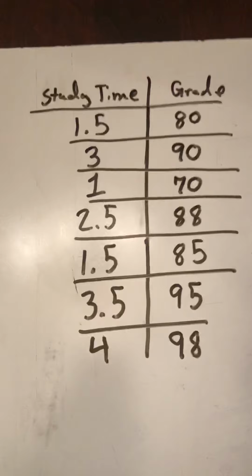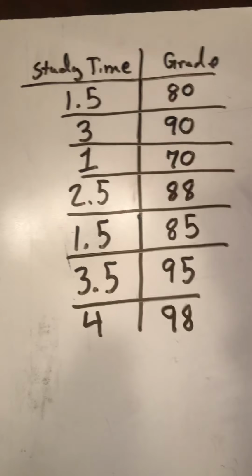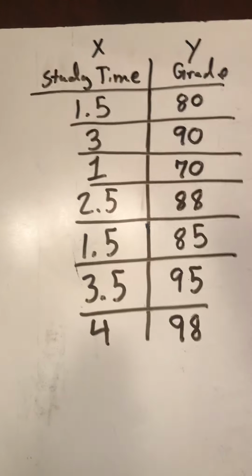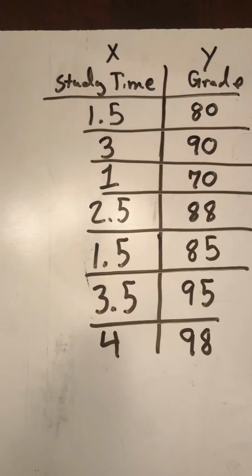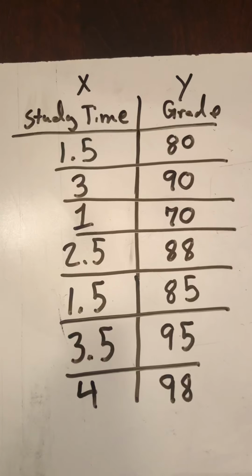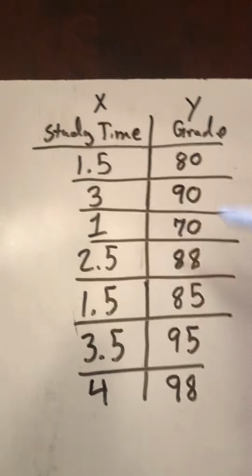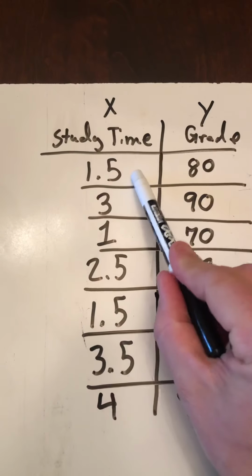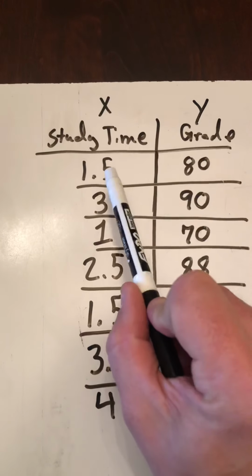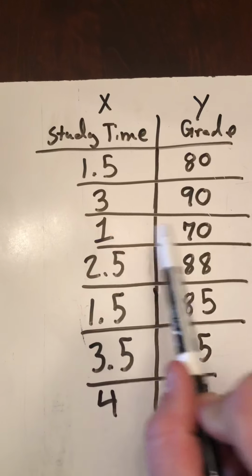Now, this is the same as an XY table that we have been working with most of the year. In this case, I will make my study time my X and my grade my Y. It's similar to a function as well because you're assigning a specific thing for each variable. So I have my study time, which would be my X value, and my grade, which would be my Y value. So this is just an ordered pair of 1.5, 80, 3, 90, 1, 70.